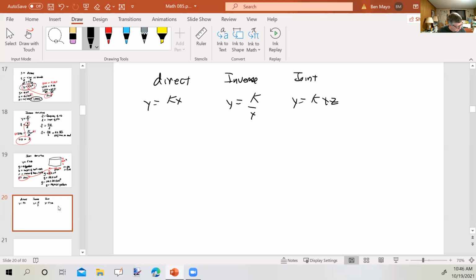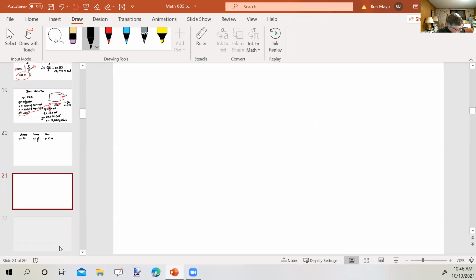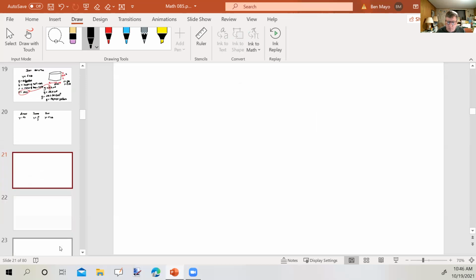Okay, now I want to look at some translation from a written sentence into a formula, and then from a formula into a written sentence. So this says, express each verbal model in symbols. All right, it says A varies directly as S. So A equals KS. Don't forget about the proportion or the variation constant, excuse me.